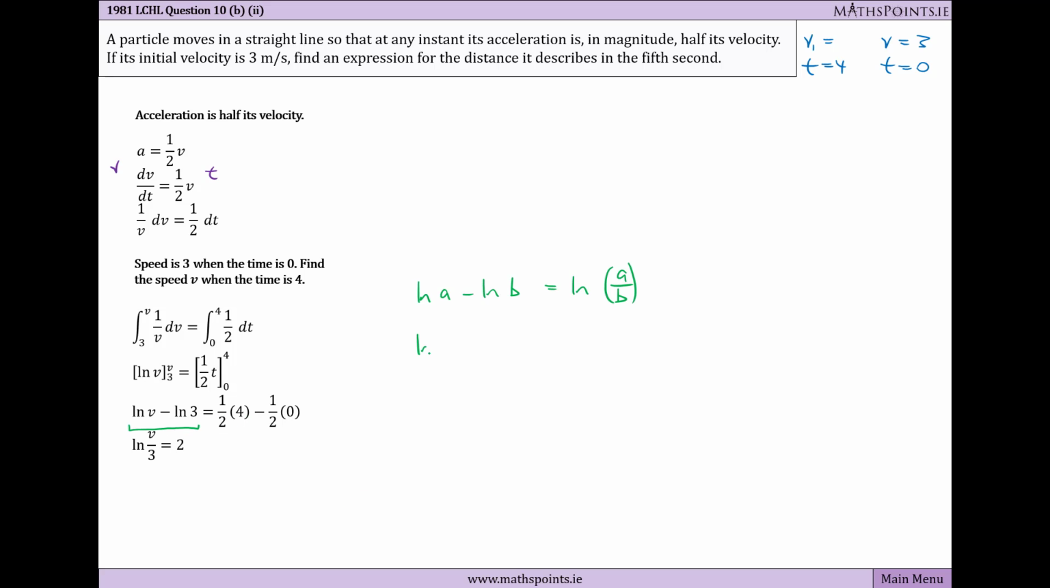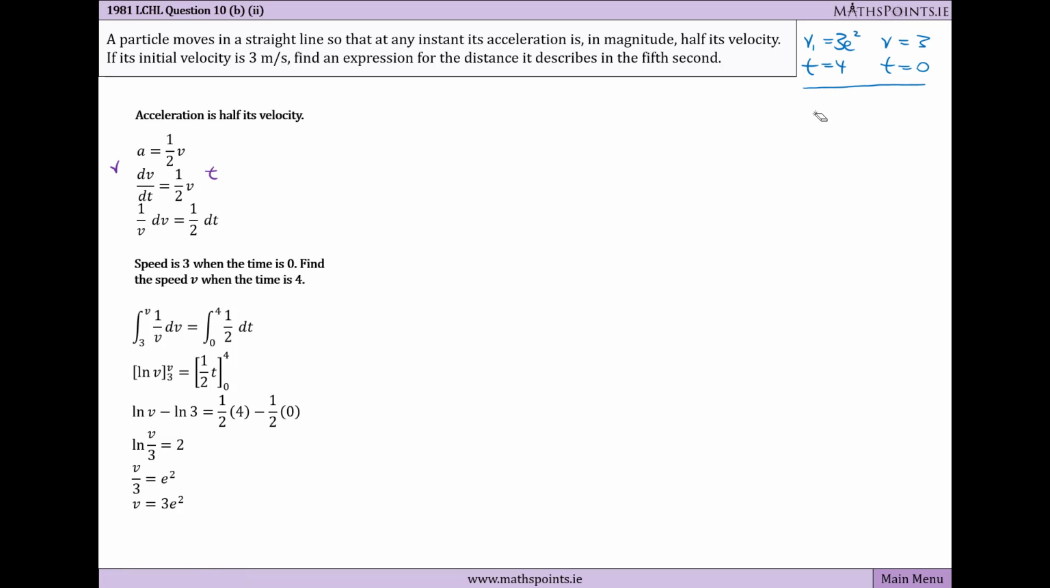The natural log can also be written as the log to a base e. And so if we rearrange this equation, we get that v over 3 is equal to e to the power of 2. I'm going to multiply both sides by 3 to give me a velocity of 3e squared.